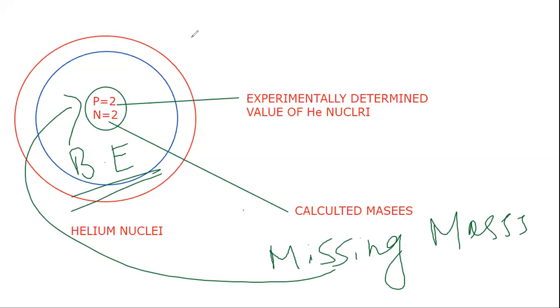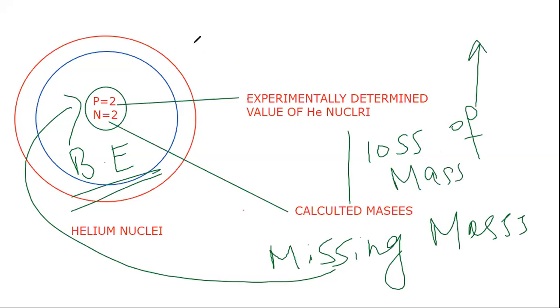It means there is a loss of mass, and this loss of mass is known as the mass defect. We can say that there are two types of masses: the experimentally determined value of helium nuclei, and the calculated mass of helium nuclei. These two values are not equal with each other, and the experimentally determined value is always less than the calculated value.